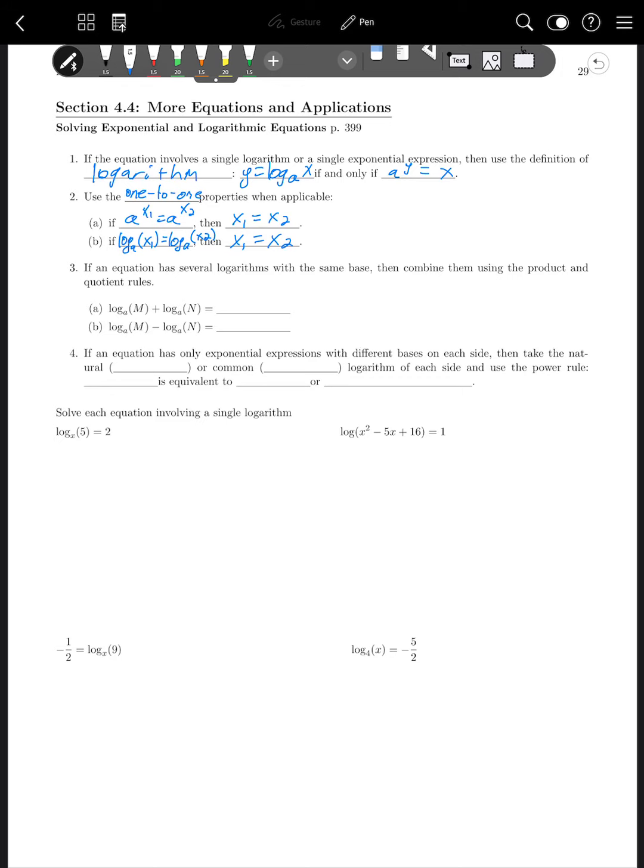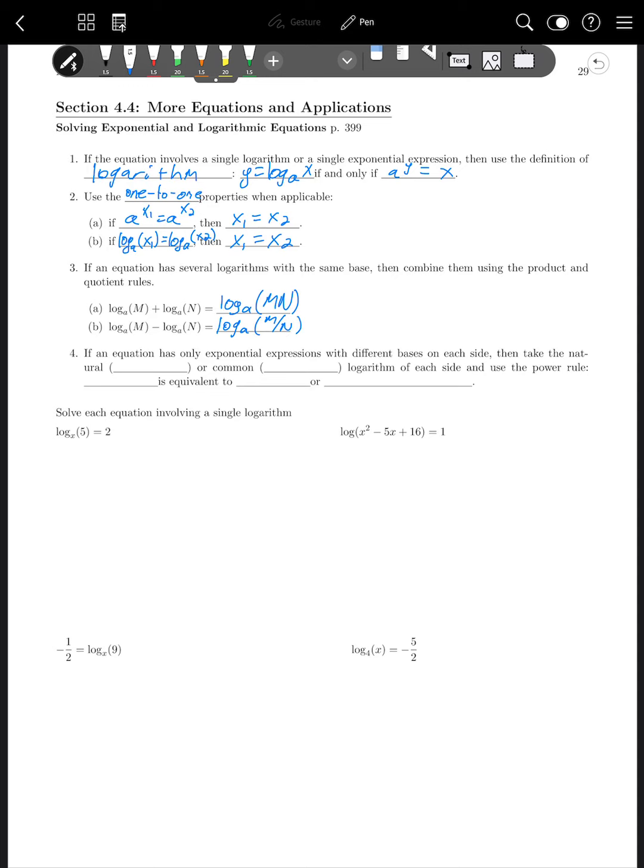The third really useful one is the addition and subtraction rules for logarithms. So log base a of m plus log base a of n, we can combine that into a single logarithm by multiplying what's inside the logs. And if we're doing subtraction, that just means we can divide inside of a single log.